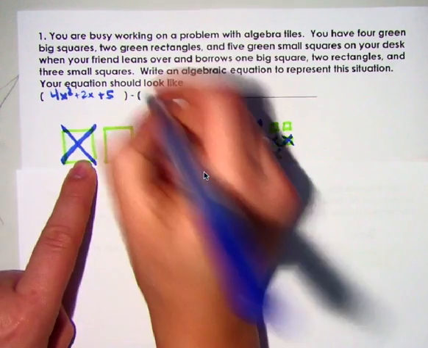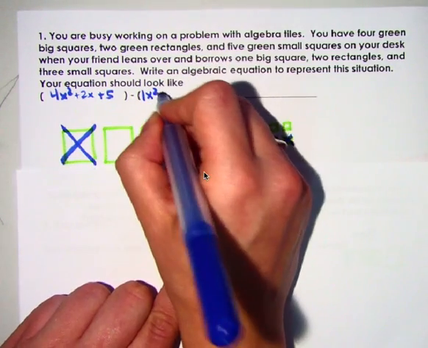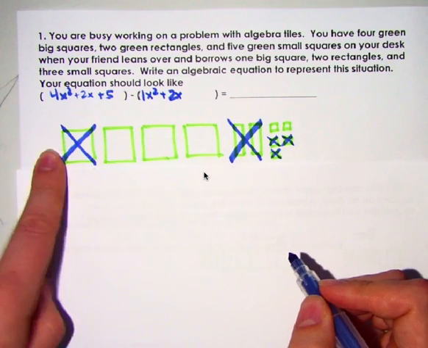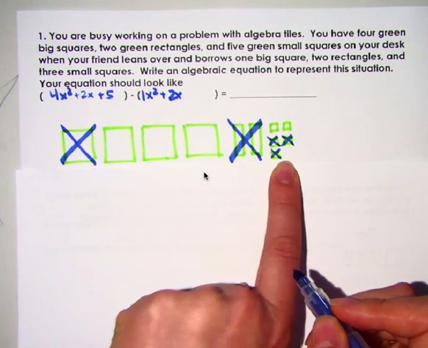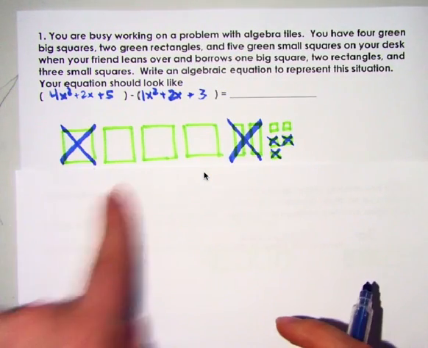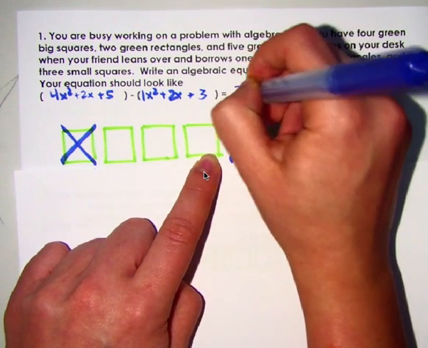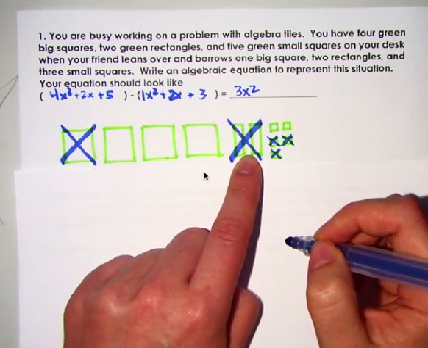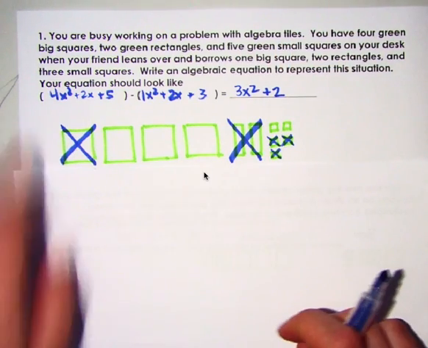Well, he took away 1x squared, he took away 2 x's, and he is taking away the positive tiles, right? Positive 1x squared, positive 2x, and he's taking away positive 3 tiles. Therefore, when you subtract these, you should have what's left over. You have 3x squares left over, you have no x's left over, and you have 2 positive 1s left over. Let's just make sure that that is correct.